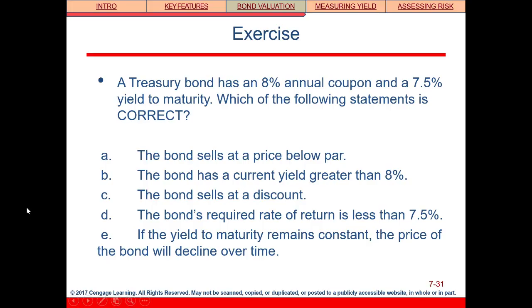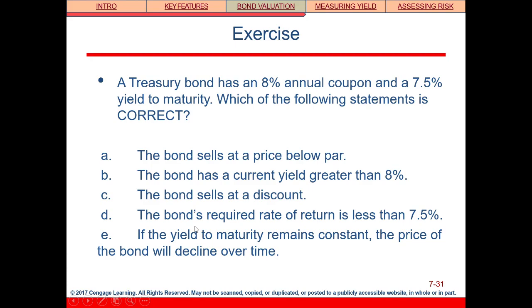So that means we rule out basically A, because here it says the bond is selling at a price below par. So that means the bond is selling at a discount. B says the bond has a current yield greater than 8%. That's wrong, because the yield to maturity is 7.5%, so it's not higher than 8%. C, the bond sells at a discount, which is also wrong because it's the same as A, right? Price below the par means it's discount, but clearly this bond should be selling at a premium because the coupon interest rate is higher than the yield to maturity.